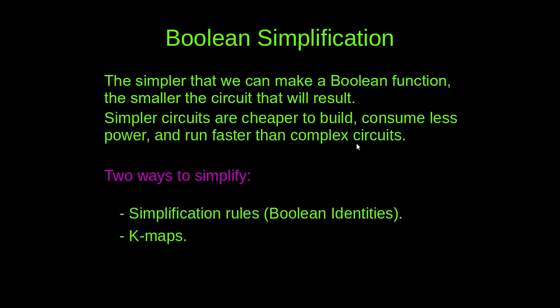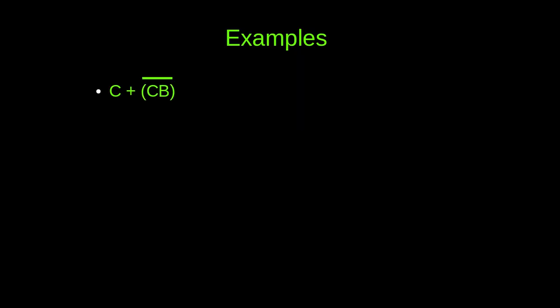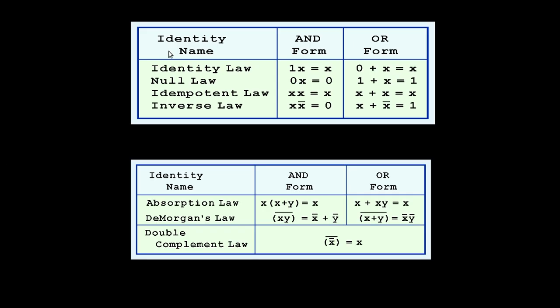And there are 2 ways: using the identity rules that we're going to take in lecture 9, and there's a way where we use K-maps, and we'll see what K-maps are in lecture 10. So 2 ways. Let's check the identity rules.